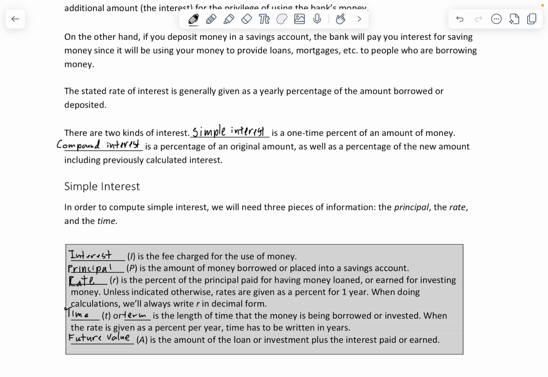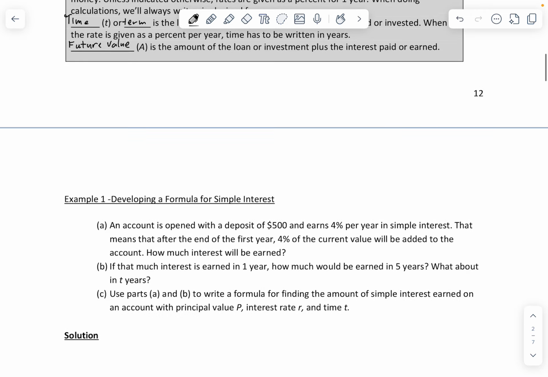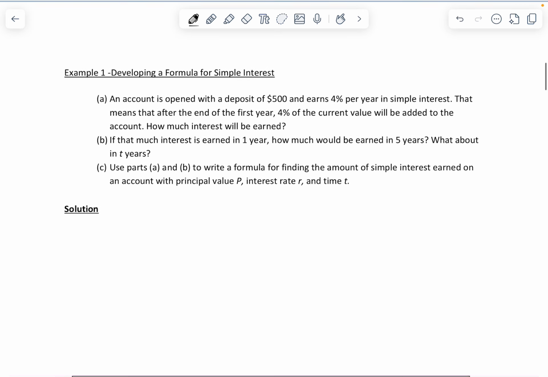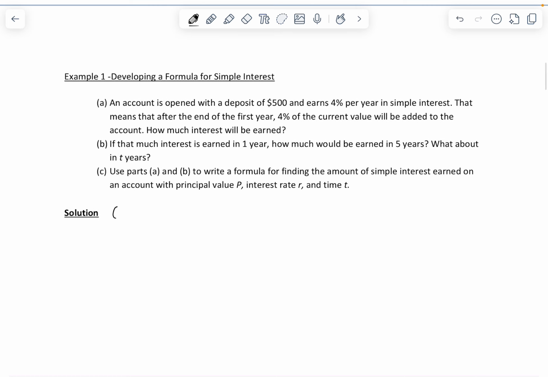Let's look at an example where we develop a formula for simple interest. Let's say that an account is opened with a deposit of $500 and earns 4% per year in simple interest. That means that after the end of the first year, 4% of the current value will be added to the account. How much interest will be earned? This is pretty straightforward. It's just 4% of 500, right?